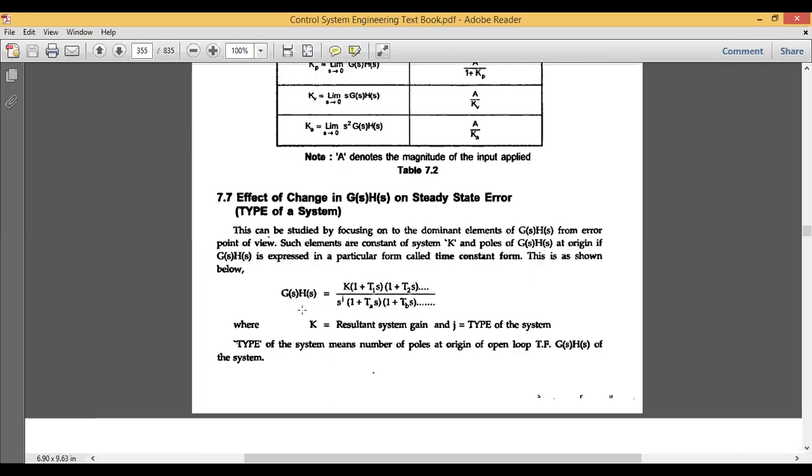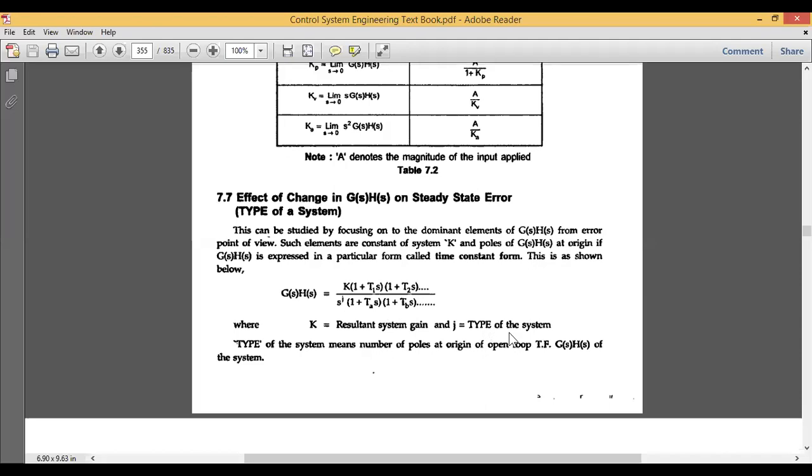So it is expressed as, now G of S into H of S. We get the new formula for G of S and H of S equal to K, which is a constant, multiplied by 1 plus T1S, 1 plus T2S, and so on. Similarly, in the denominator, we have S raised to the power of J, that is 1 plus Ta into S, then 1 plus Tb into S, 1 plus Tc into S, and so on. And this S raised to the power of J is nothing but the type of system.